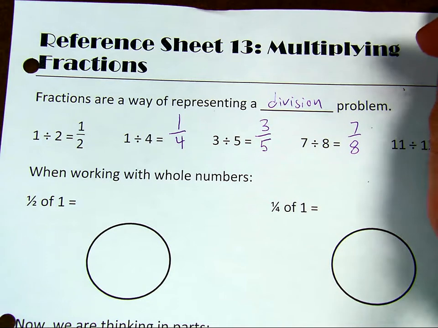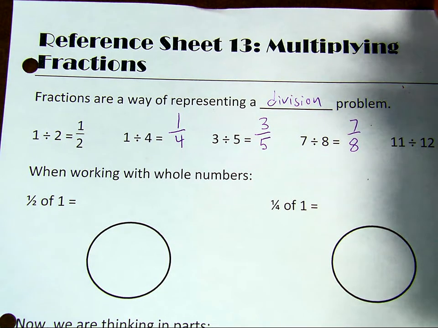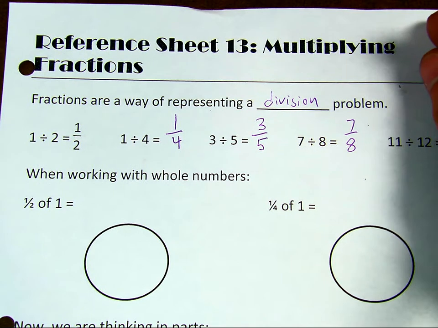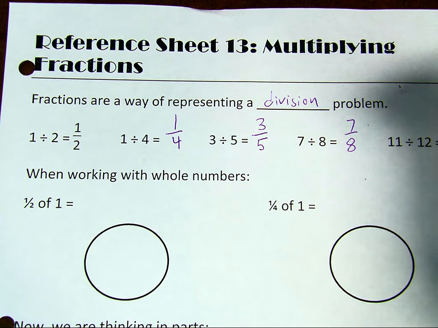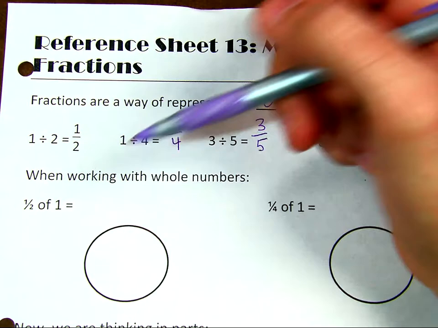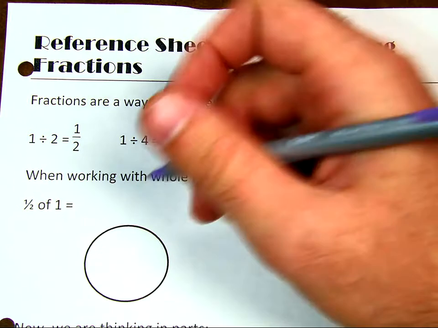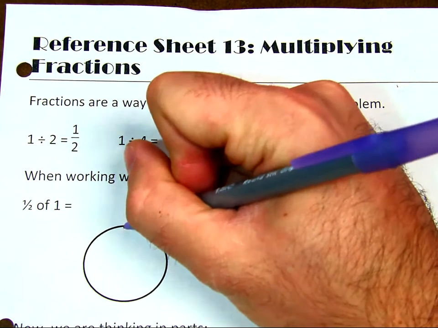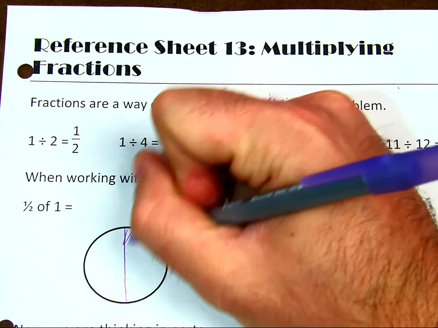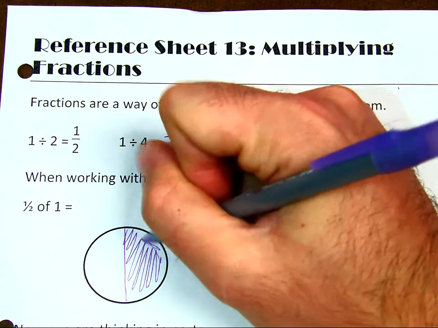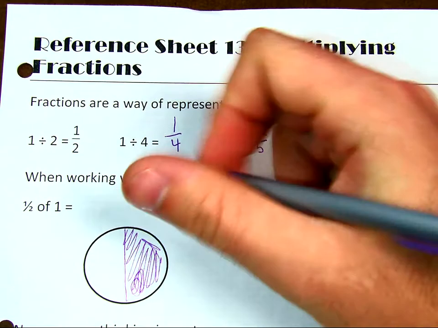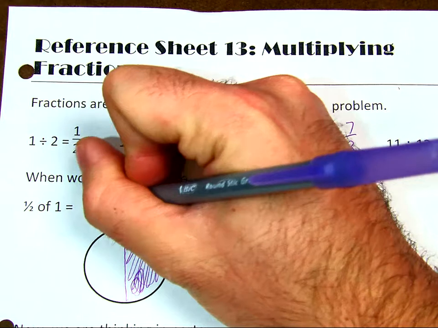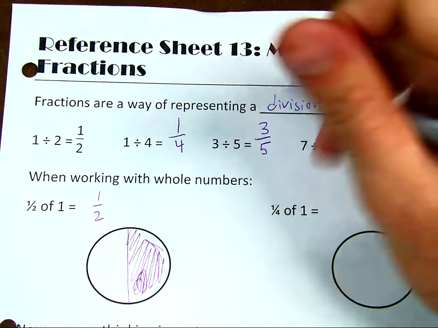So now, let's try to visualize this a little bit. Here, I have circles. I like using circles because I think people get things very easily with circles. When working with whole numbers, let's say I have 1/2 of 1, the most basic problem you can have. If I have 1/2 of 1, that means I have half of this. I have 1 part out of 2.